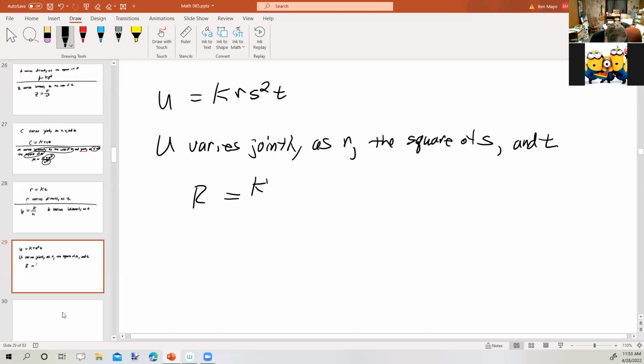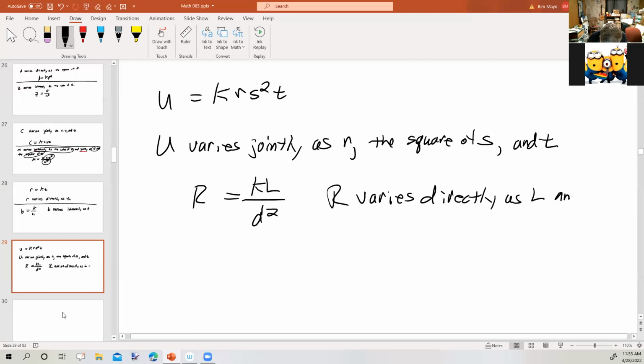Let's see. R equals K L over D squared. So we'd say R varies directly as L and inversely as D squared. All right with that? Yes.